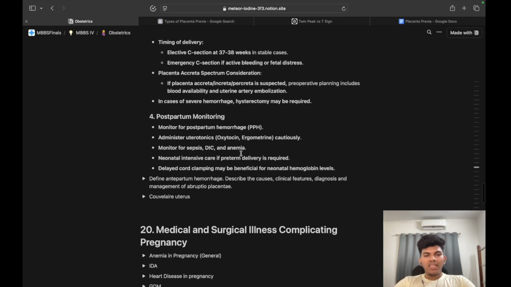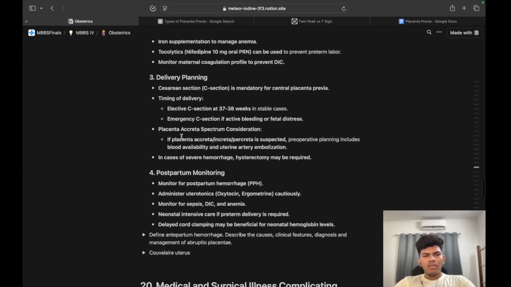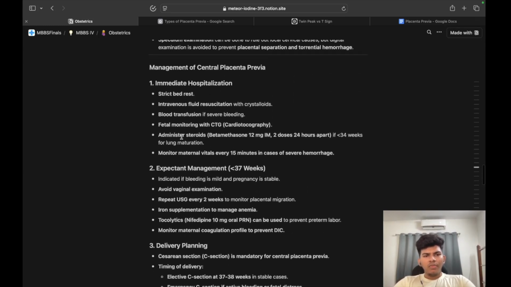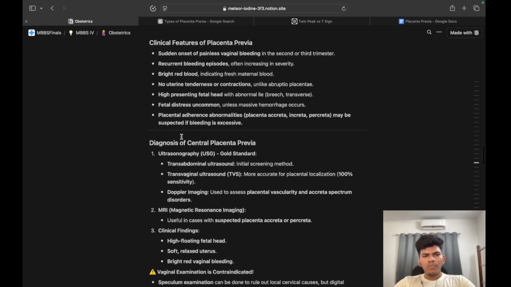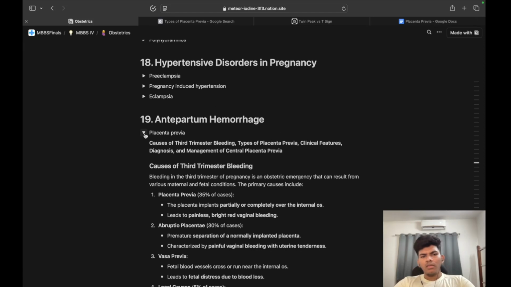Monitor for sepsis, DIC, anemia, and neonatal intensive care. If preterm delivery is required, delayed cord clamping may be beneficial for neonatal hemoglobin levels. So this is the postpartum monitoring. With this, we have gone through placenta previa in quite good detail.